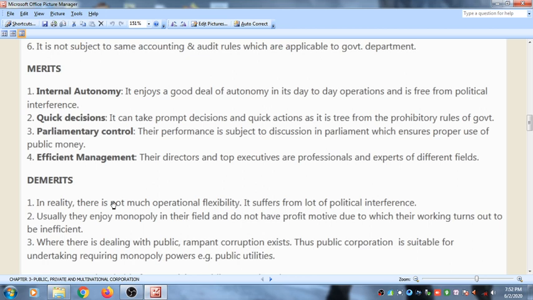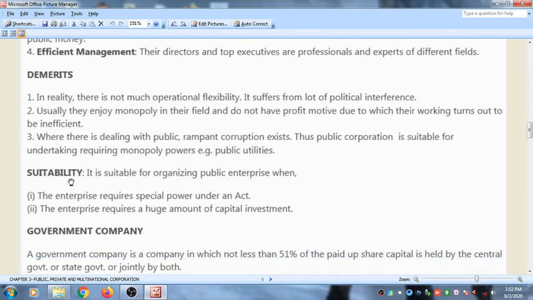Now the next topic is demerits of the statutory corporations. First demerit is, in reality there is not much operational flexibility. It suffers from lots of political interference. So I have explained that political interference is not there, but in reality this doesn't happen. There is not much operational flexibility. Autonomy exists only on paper.